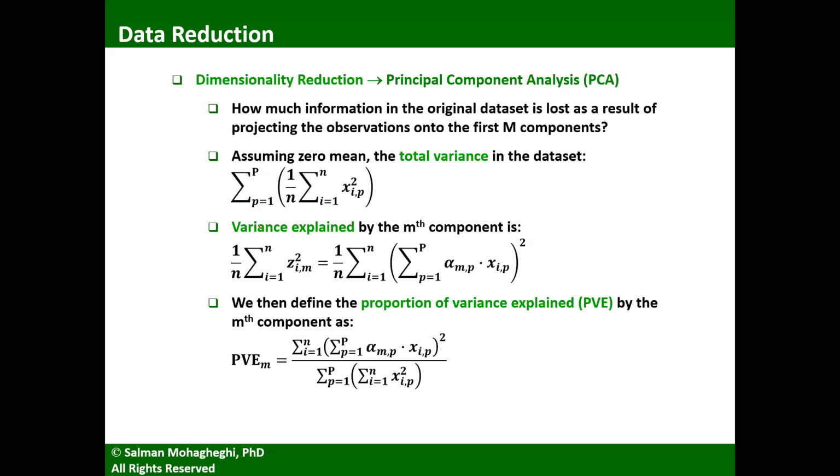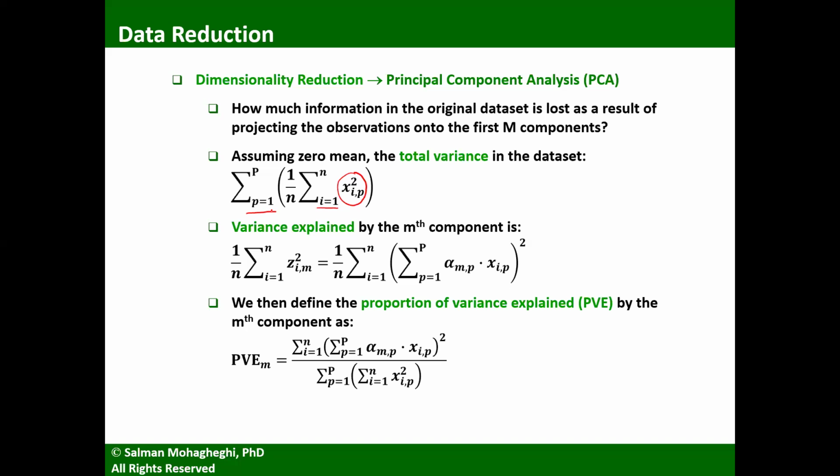In order to do that, we have to look into the total variance of the data set that is explained using those principal components. First question, what is the total variance in the data set? Obviously, it would be the sum of all the x_ij squared, summed over all the observations from 1 to n, and all the features or predictors or attributes or dimensions from 1 to p. So that's the total variance in the data set.